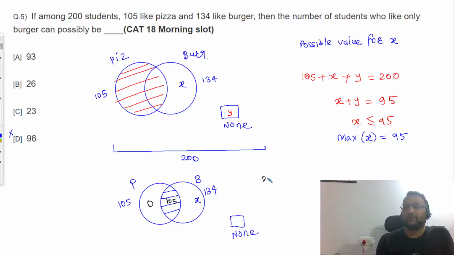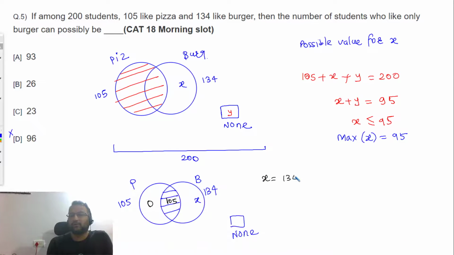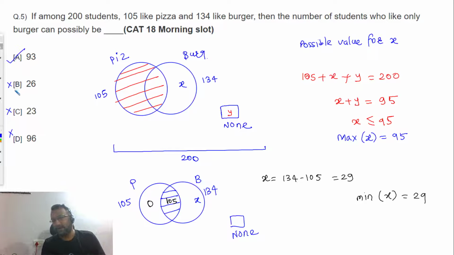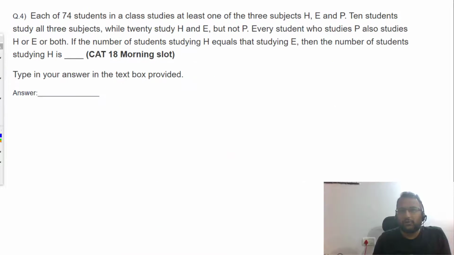So the value of x is going to be how much? 134 minus 105. That is nothing but 29. So the minimum value that x can take is 29 over here. So over here option B and option C are eliminated. So option A is a valid option. Then question number 4 is from CAT 2018 morning slot.